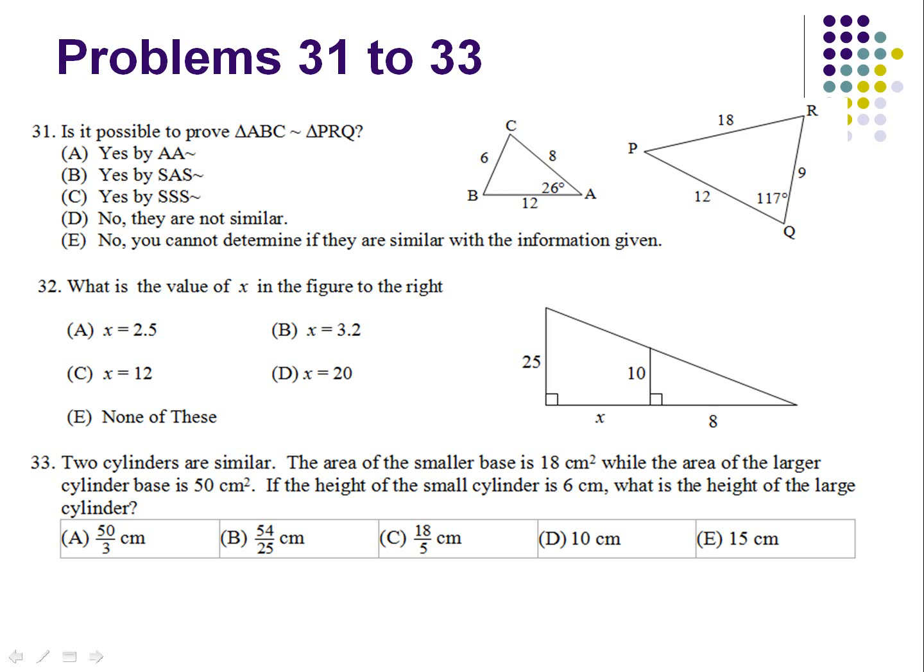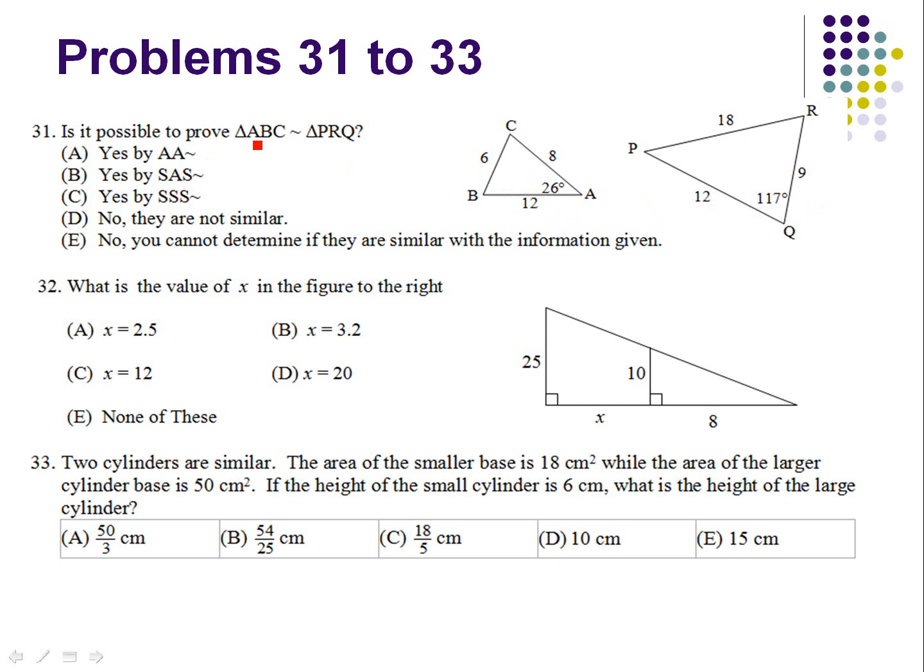Okay, problems 31 through 33 all deal with similar figures. So, ways we have to prove similarity: we have angle-angle similarity, side-angle-side similarity, or side-side-side similarity. Now, at first look, you think, oh, they're not similar because these angles don't match.